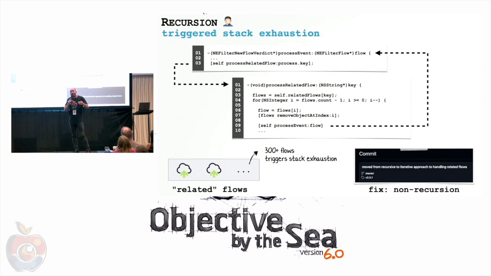This is going to basically run off the end of the stack. Because every time you make a function call, and right here we can see we call process event, which itself calls process-related flow, recursively, information about the process and the method call is pushed to the stack. And the stack on macOS is apparently pretty short. So if we have too many related flows, we basically fall off the stack. It's kind of like, not a stack overflow, but like a stack exhaustion. We basically run out of stack space.